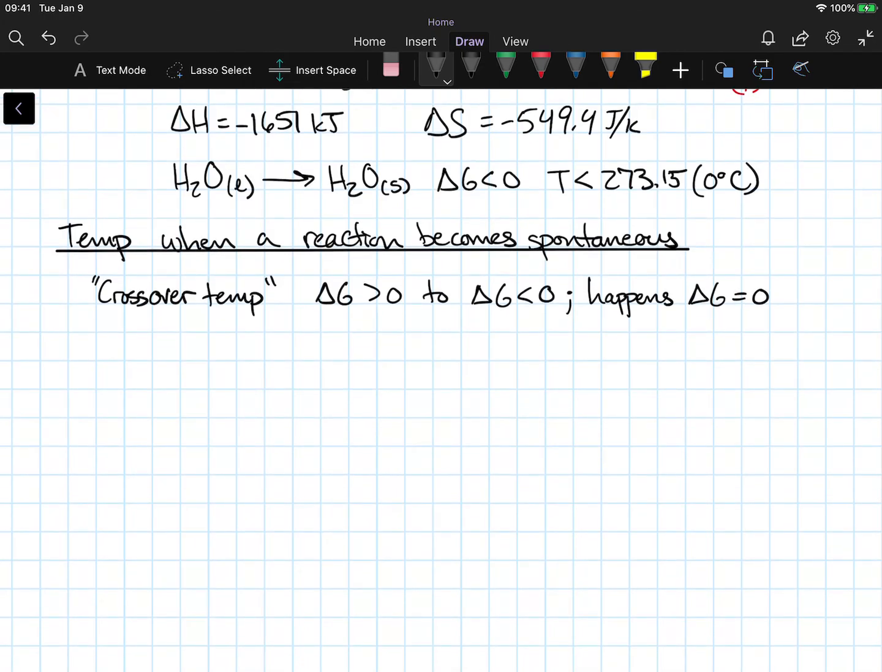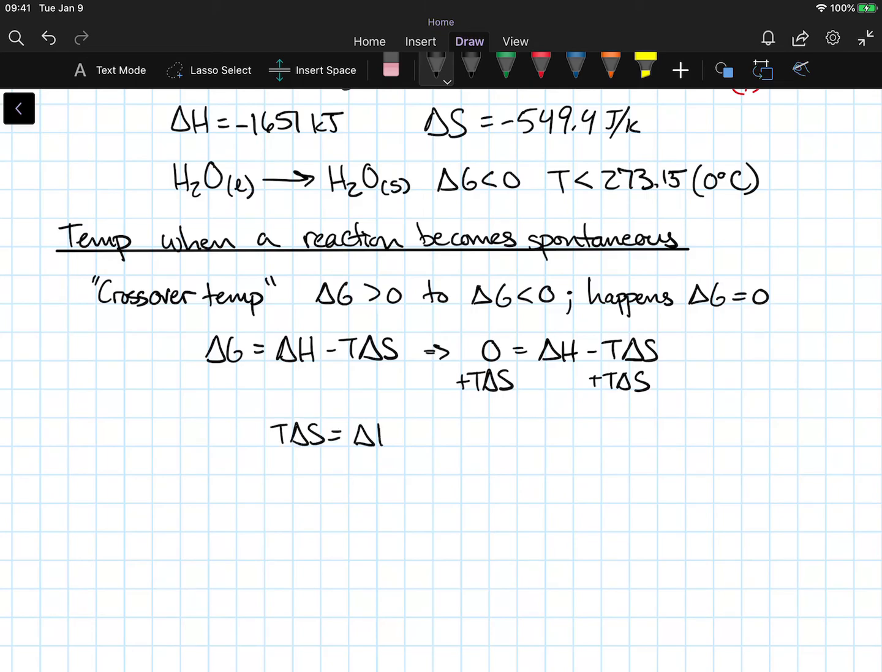So we go back to our equation, delta G equals delta H minus T delta S, and plug in 0 for delta G. This becomes 0 is equal to delta H minus T delta S. We rearrange this to solve for the temperature at which delta G is 0. So I'm going to add T delta S to both sides, and then divide by delta S to solve for the temperature. So the crossover temperature is simply delta H divided by delta S.